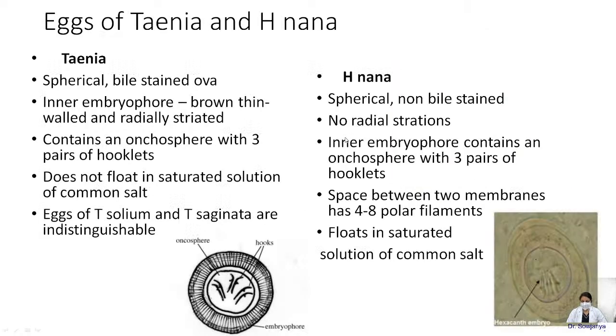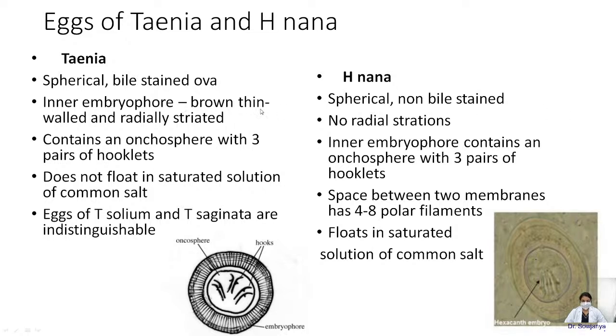The eggs of both H. nana and Taenia are almost similar, which makes them very difficult to differentiate. But the only feature which can help in differentiating both of them is that the eggs of Taenia are bile-stained and H. nana eggs are non-bile-stained. Otherwise, both of them look almost similar. These eggs are spherical and bile-stained in Taenia. H. nana is spherical, non-bile-stained.